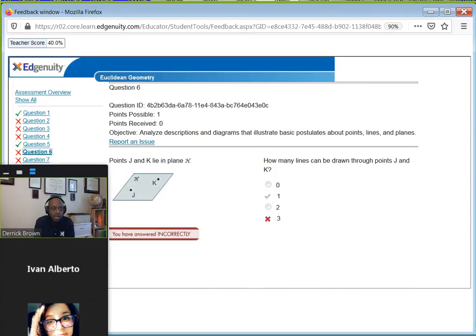All right, so now you have points in a plane. How many lines can be drawn through J and K? Yeah, just 1, man. That's what makes a line a line. Shortest distance between those 2 points is a line, so there's only 1 we can draw between those 2.